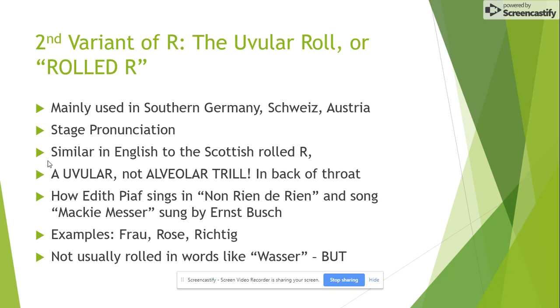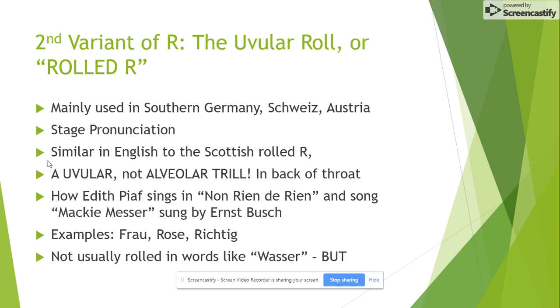In English, we have this in the Scottish dialect. Even now, it's pretty rare for Scottish people to roll their R. Now it's been replaced by the tap. But in the past, Scottish English actually used a rolled R. So some example, I would say, father, or something similar to that.